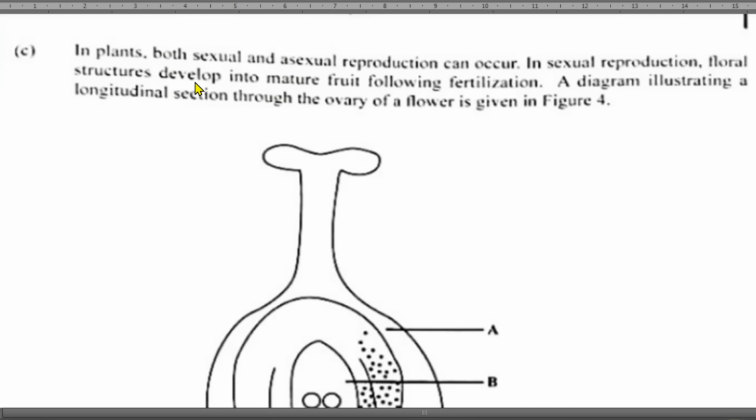Okay, let's look at C. In plants, both sexual and asexual reproduction can occur. In sexual reproduction, floral structures develop into mature fruit following fertilization. A diagram illustrating a longitudinal section through the ovary of a flower is given in figure 4.